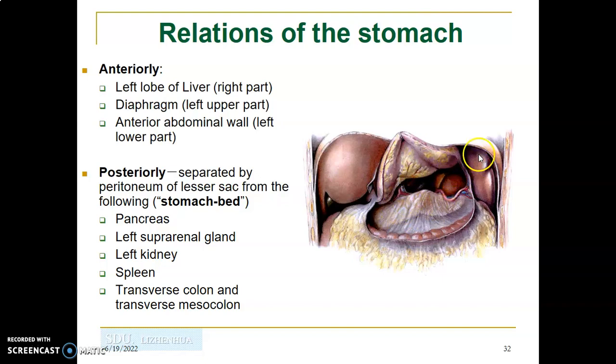Then you have the spleen on the upper portion. And you also have the transverse colon and transverse mesocolon. You have the splenic vessels. You can appreciate the splenic artery and vein on the posterior superior border of the pancreas. So those are the structures on the stomach bed: the pancreas, splenic vessels, left kidney, left suprarenal gland, the spleen, transverse colon, and transverse mesocolon.